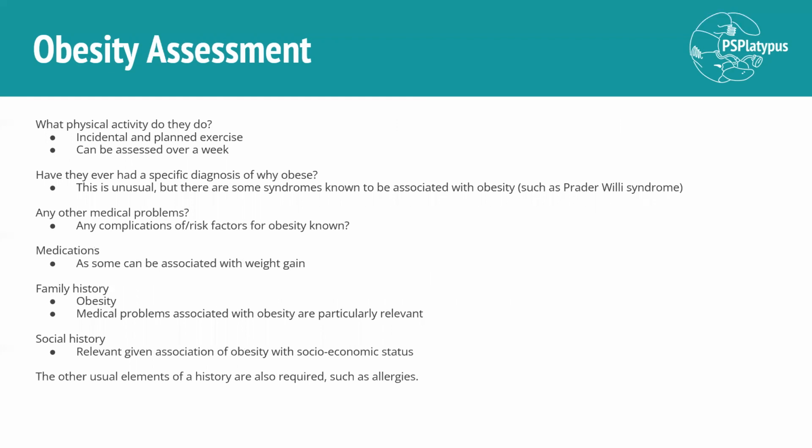It's also important to ask questions about if they've got a specific diagnosis of why they might be obese or any other medical problems that might cause obesity, as well as any medications that could be associated with weight gain or weight loss, as well as asking about family history and social history to look for risk factors for obesity. The other usual elements of the history are also required, such as allergies.